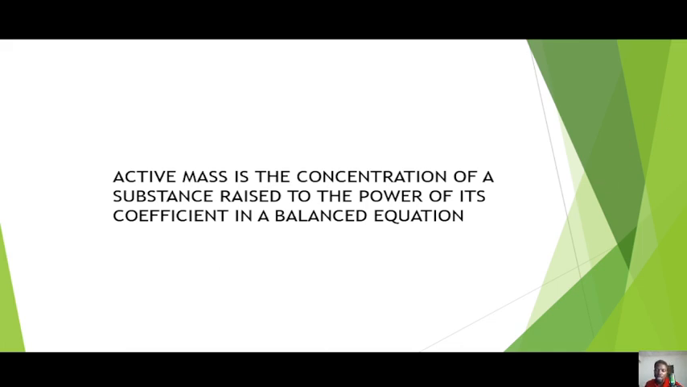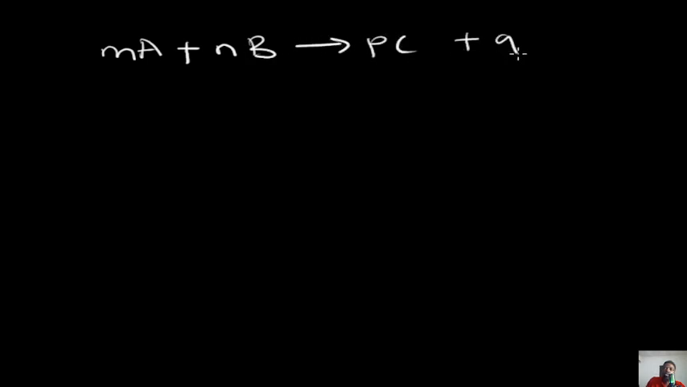To help us understand this, I think I would have to write. Imagine you have a reaction A plus B. Let's introduce coefficients, which include the number of moles, but let's call this m: mA is reacting with nB, and then it gives pC plus qD. If you are asked to find the active mass of a substance, according to the definition, it is the concentration of that substance. Remember that concentration can also be represented as square brackets. So the concentration of that substance raised to the power of its coefficient in the balanced equation.